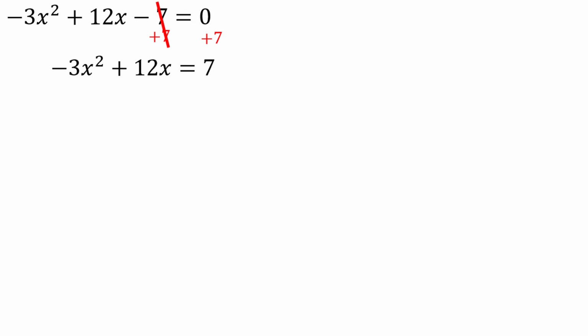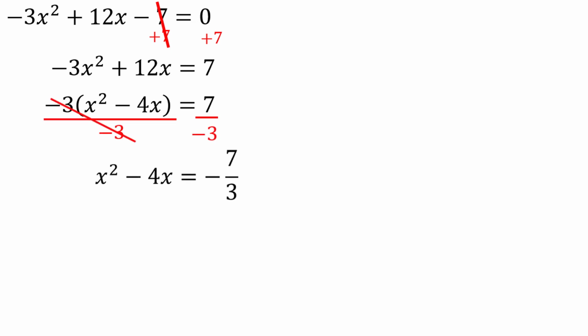Now we need to complete the square with the left-hand side. Since the coefficient on x squared is not 1, we will start by factoring out a negative 3. Factoring, we have negative 3 times x squared minus 4x, all in parentheses, is equal to 7. The easiest thing to do next is to divide both sides by negative 3, so that we have x squared minus 4x is equal to negative 7 over 3.